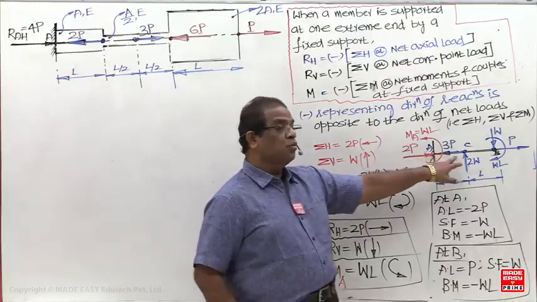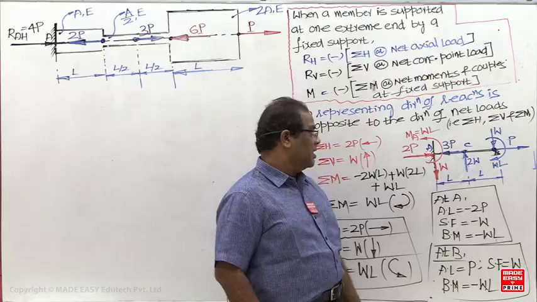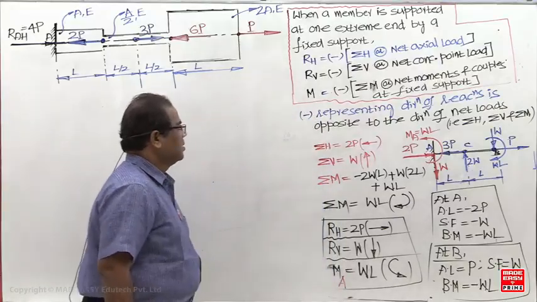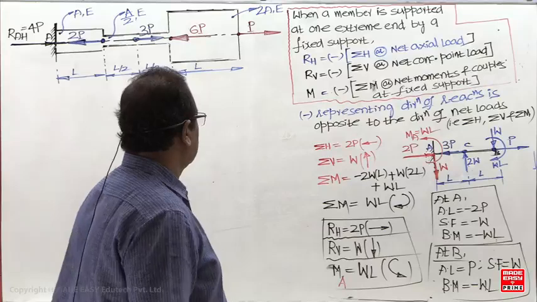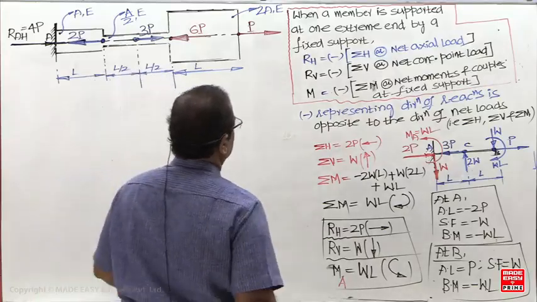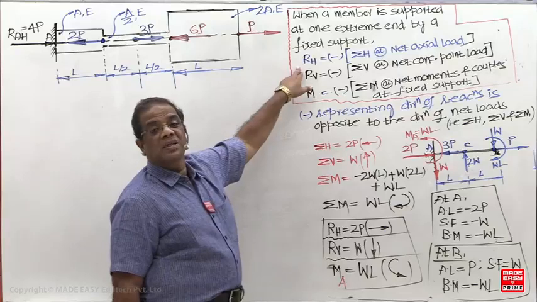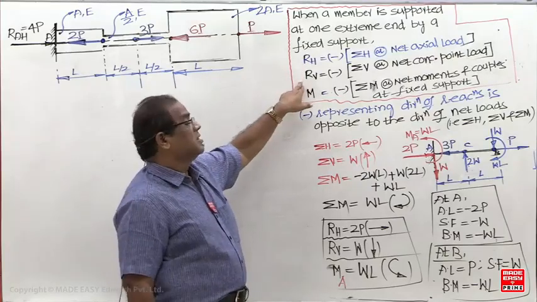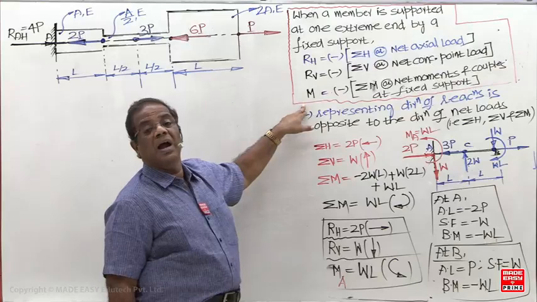And here, 2 axial compressive loads, 2 shear forces, and 1 bending moment will be there. This is nothing but which equation now? How did we get this? By using sigma H equal to 0. This is by using sigma V equal to 0. And this is by using sigma M equal to 0.